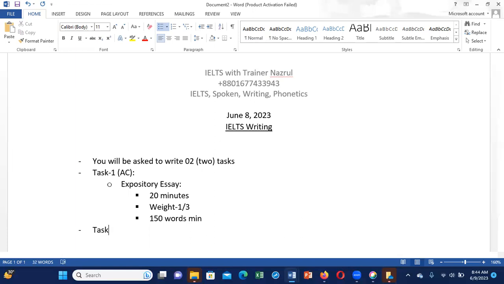Most important part, I could say. Task two is the same for both academic and general training. I repeat, for both academic and general training, task two is the same. Here you'll be asked to write a persuasive essay. What it is persuasive about, whatever, we don't need to know a lot about. Instead, we need to know how to deal with the question, how to write this.